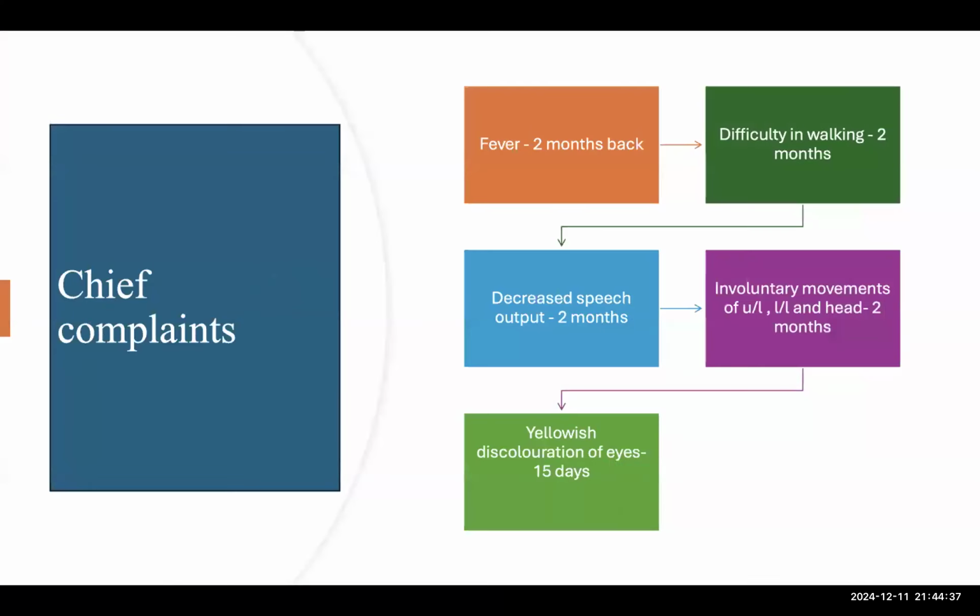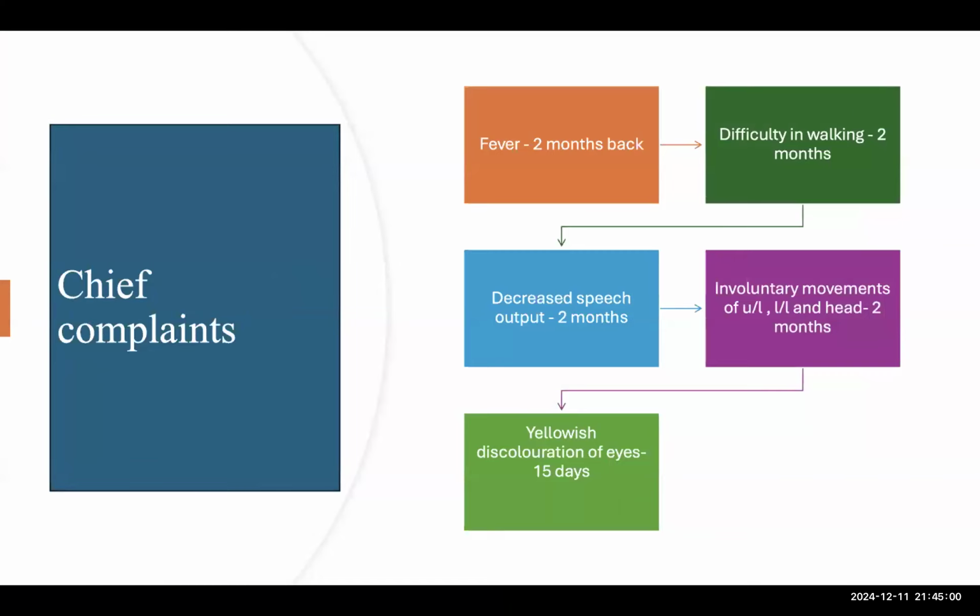Complaints of fever 2 months back. It was high grade. The child was admitted on day 3, admitted for 2 days, and given some supportive treatment. On the day of discharge, parents noted that the child had difficulty in walking. Initially there was swaying, followed by, in the next 10 days, the child being completely bedridden with decreased speech output.